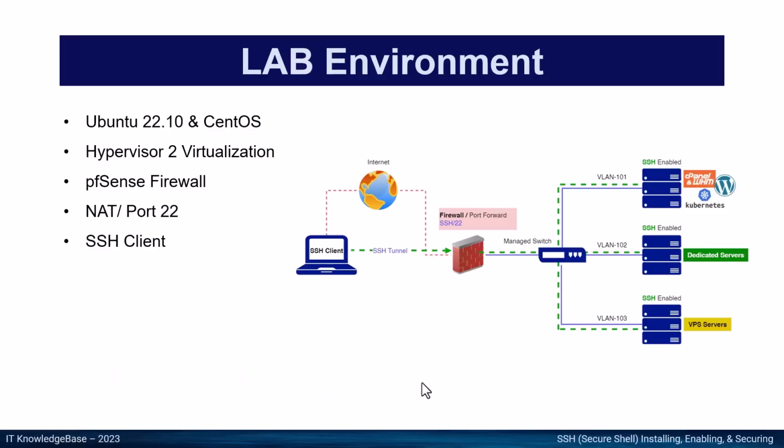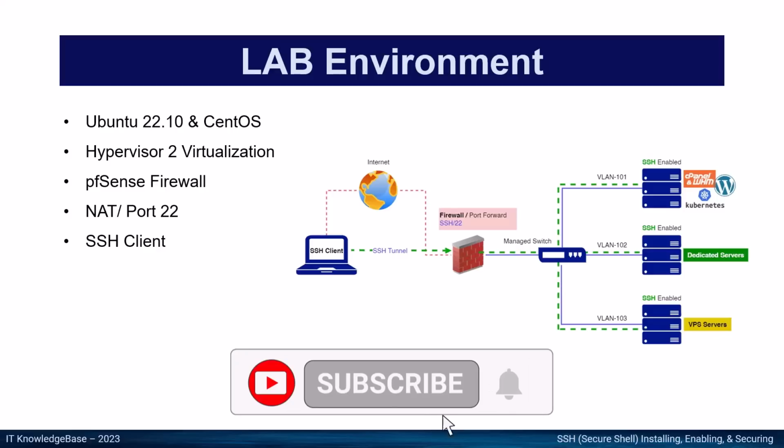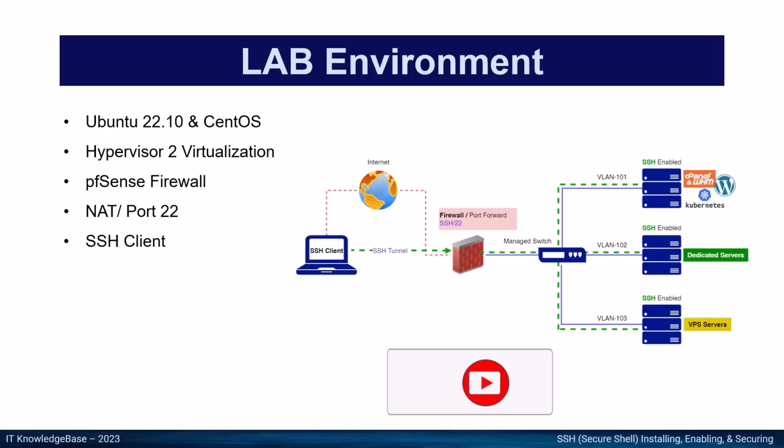In my virtualized lab, I am using Ubuntu 22.10, which is the latest version at the time of this recording. In my virtualized environment, a pfSense firewall is in place, or place any firewall as you like, and open SSH port number 22. Ubuntu and Windows act as SSH clients. I am super confident in using this securing approach in all my hosting servers, dedicated servers, and VPS servers.